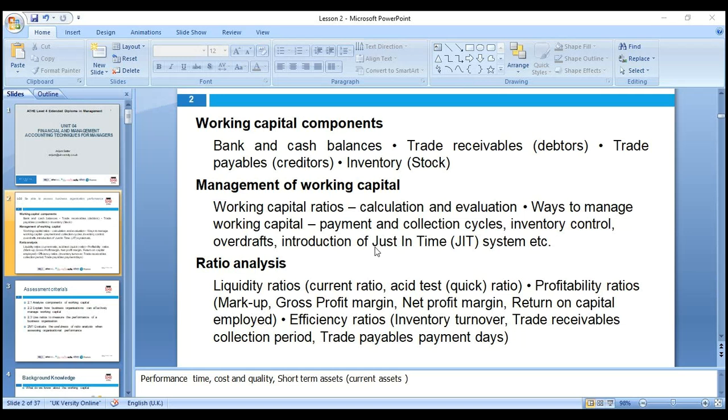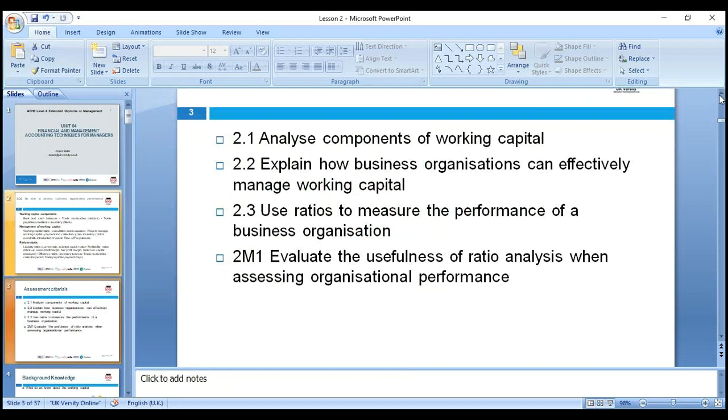Okay, so we'll discuss this, and then we'll go through some ratio analysis as well.